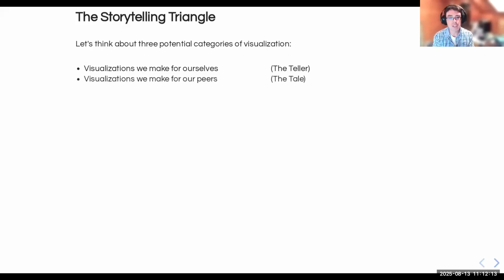There are also the visualizations that we make for our peers, where we really do focus on constructing as much of a representation of the underlying data as we can. We want to be able to construct something so that others can answer their own questions about it.